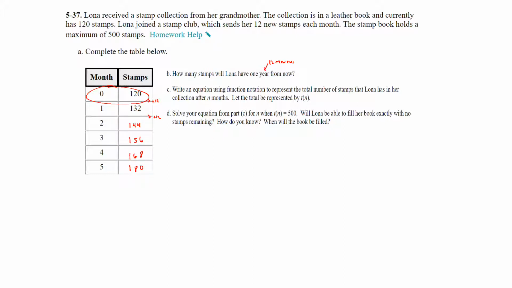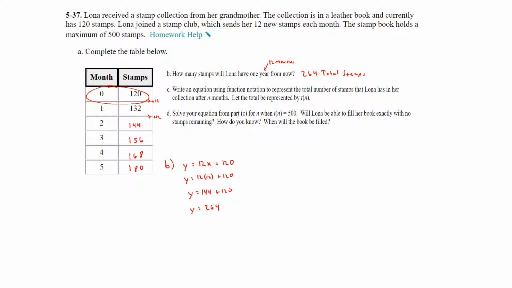So we could think of our equation for B as y is equal to 12 new stamps each month plus the starting value of 120. So after 12 months, 12 times 12 is 144 new stamps. And if you add the 120 that she got from her grandmother, that's going to be 264 stamps. So on part B, how many stamps will she have? She'll have 264 total stamps.